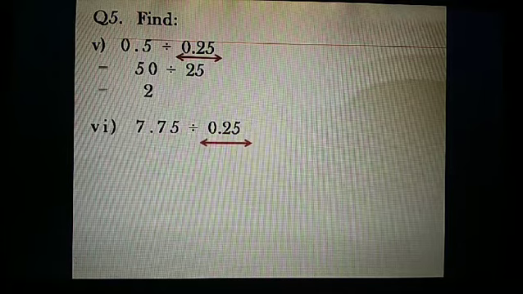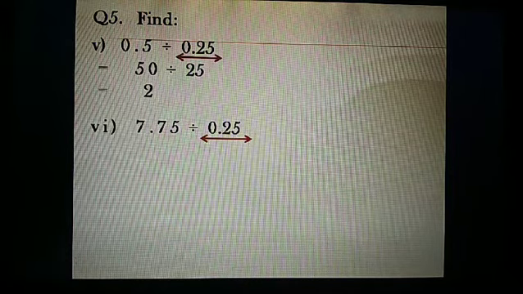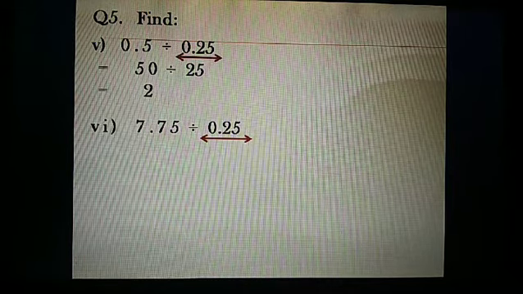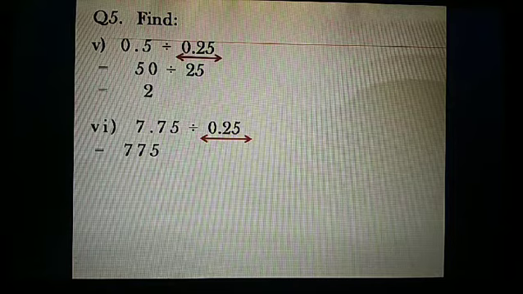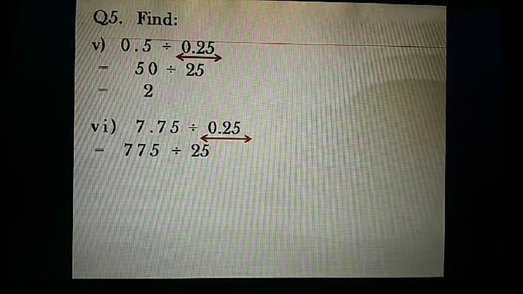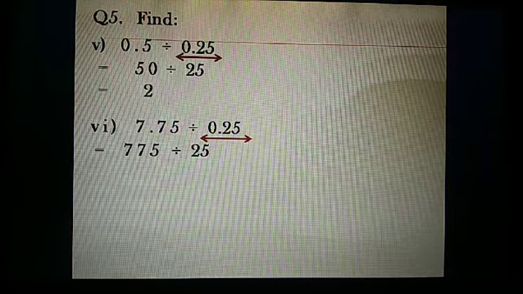Next, again there are 2 digits in the second number in the decimal part. So we are supposed to shift the decimal in the first number 2 places right, and here you will get 775 divided by 25. When you divide the 2, what will you get? Yes, 31.